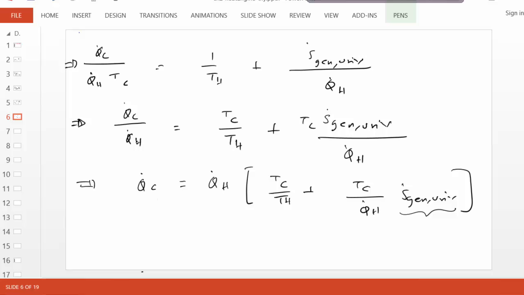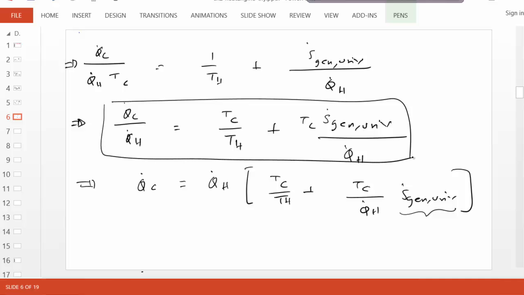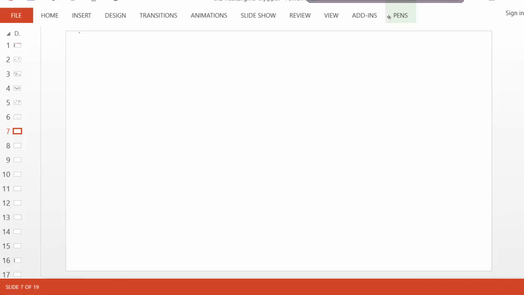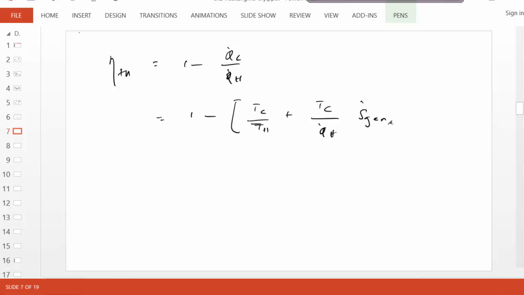So if we take this expression and substitute it in the definition of efficiency, what do we get for the thermal efficiency then? Let's take a look. The thermal efficiency of a heat engine becomes, in that case, 1 minus Q dot C over Q dot H. So we are substituting that. So it's 1 minus TC over TH plus TC over Q dot H times S dot gen. So what we get is a very unique expression.